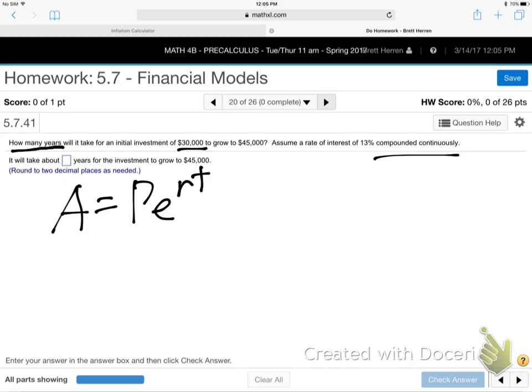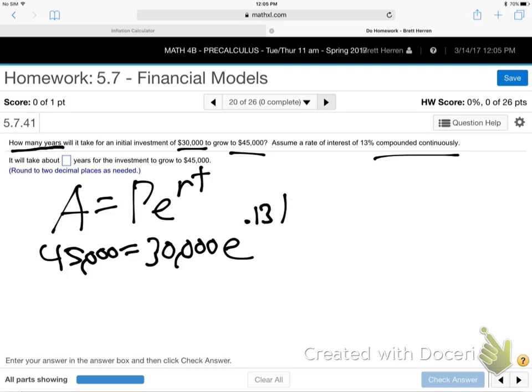All right, so 30,000 is going to become 45. So the amount will be 45. The principal is 30. And the rate is 13. Is that okay so far? Does that make sense? So the principal investment is the 30. That's the initial. And the amount it will become later is the 45. And we want to solve for t. So what's the first step, actually?